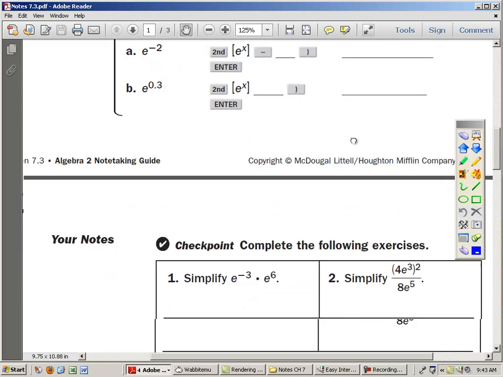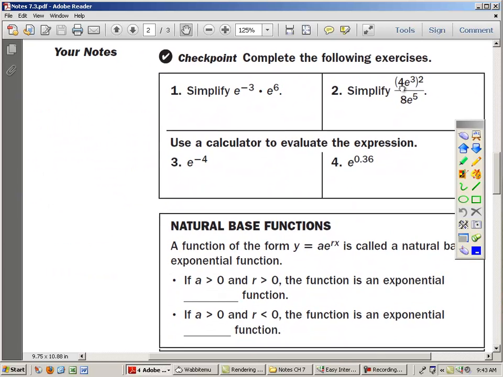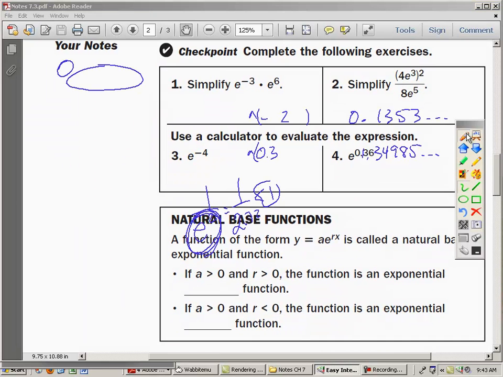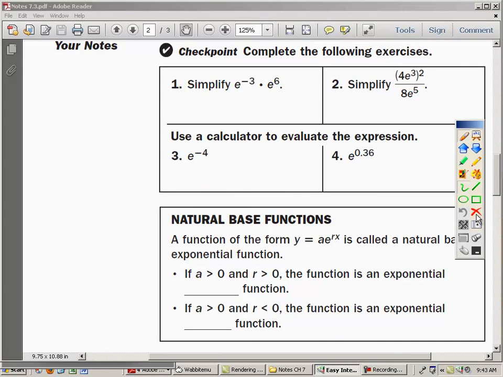Okay? All right, so let's just try a couple of examples, the checkpoints here, a couple where you have to simplify and a couple where you actually have to do some calculator things here. But go ahead and give this a shot. Before you plug these into the calculator, try to do them without first.